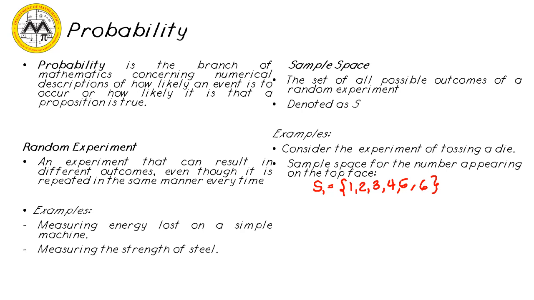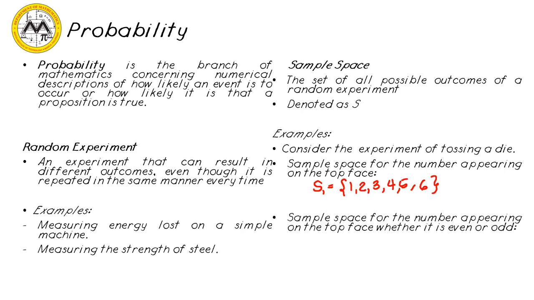If we will be discussing another event, for example, the sample space for the number appearing on the top face, whether it is even or odd. So for this one, we are going to take note that 1, 3, and 5 are the odd numbers, and 2, 4, and 6 are the even numbers. So our sample space S2 is equal to either odd or even.